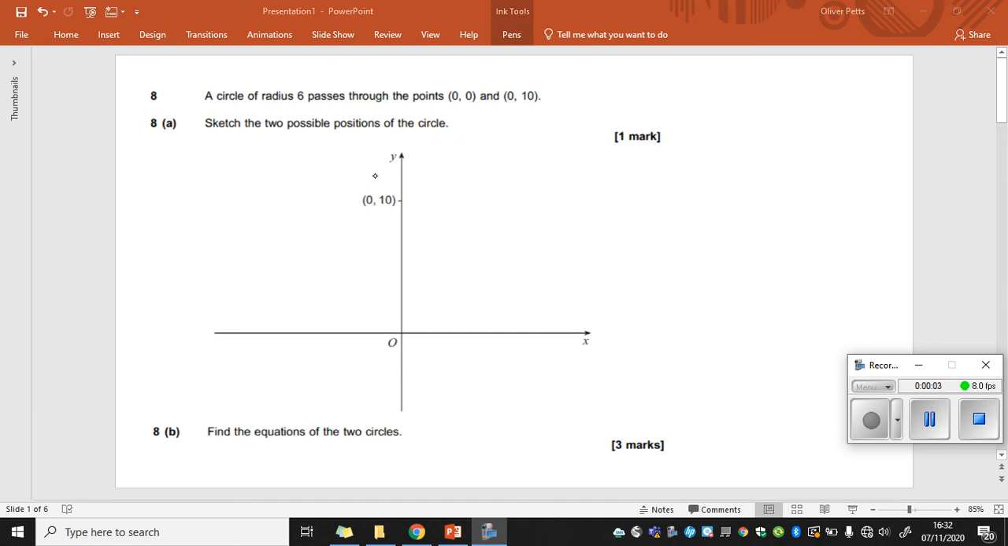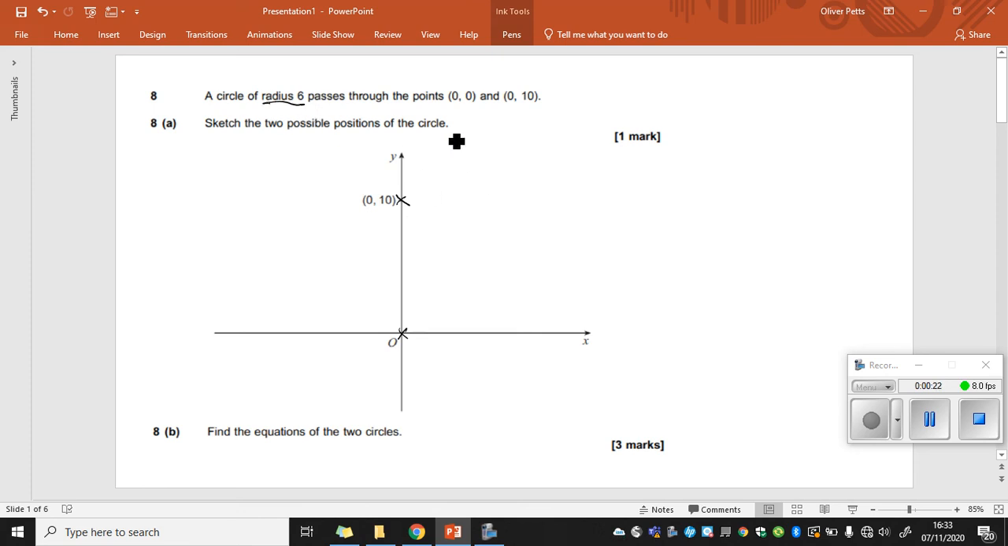Okay, a circle of radius 6 passes through the points (0, 0) and (0, 10). Sketch two possible positions of the circles. So our circle has to go through, we've got a pair of axes drawn here, our circle has to go through these 2 points. Notice that these 2 points are a distance of 10 away from each other.